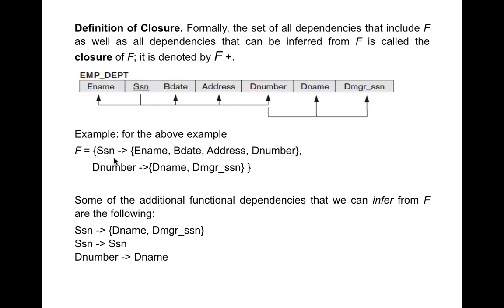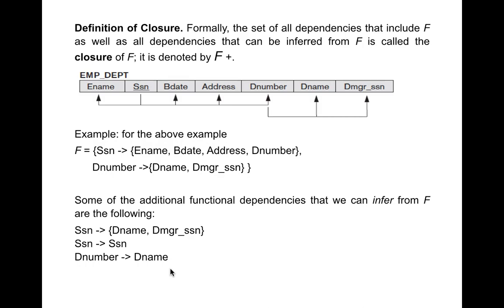So in this example, SSN gave us these attributes, D number gave us these attributes. Some additional information you can infer is that SSN would lead us to these, since A gives B and B gives C, you can say A gives C. Some common functional dependencies you can infer: SSN would lead to SSN itself. D number leads us to D name and D manager SSN, so we can also say D number leads us to D name. Those are some other functional dependencies.